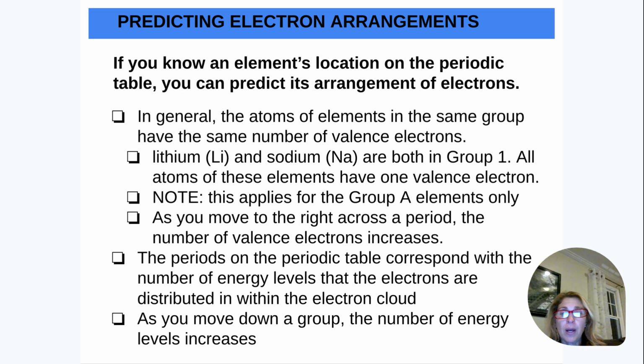As you move from left to right across a period, the number of valence electrons will increase from 1 with the alkali metals in group 1A to 8 with the noble gases in group 8A. The periods or horizontal rows on the periodic table also give us some information about the electron cloud. It corresponds to the number of energy levels that the electrons are distributed in within the electron cloud. As you move down a group, the number of energy levels will increase.